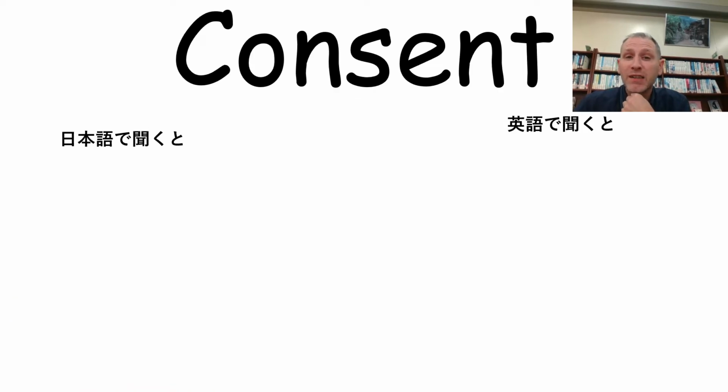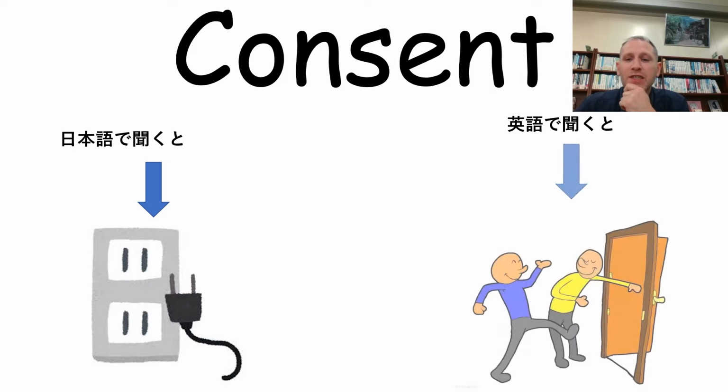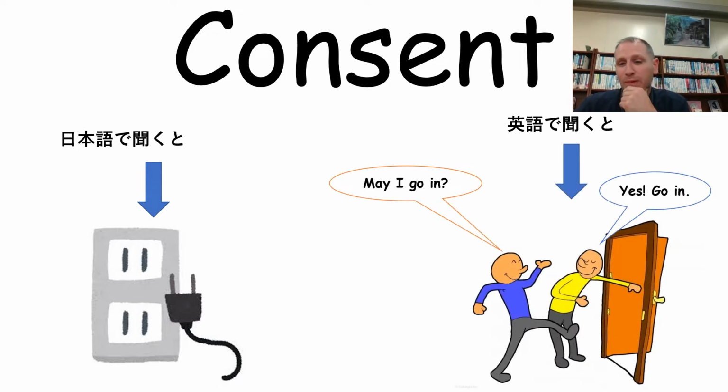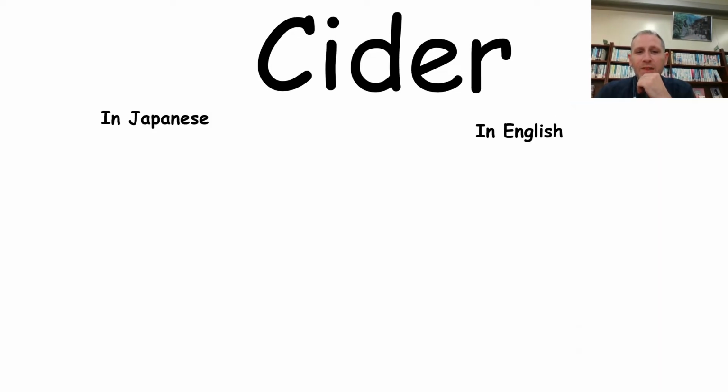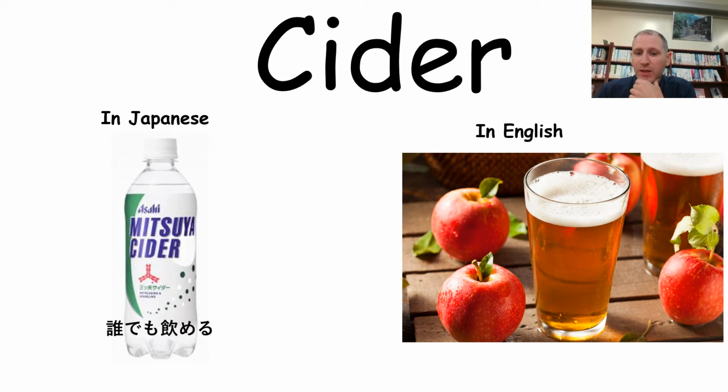The next one is consent, or Japanese pronunciation might be consento. Now in Japanese you think consento, but in English it's actually hai dozo. It means kyoka saseru toka, to give permission. So consent means go ahead. Cider. In Japanese, something like Mitsuya cider, tansan sui, tansan mono. Anybody can drink it. Even kids can drink it, adults can drink it. But in English, cider is also a drink, but it's alcohol. So you have to be over 20 to drink cider in English.